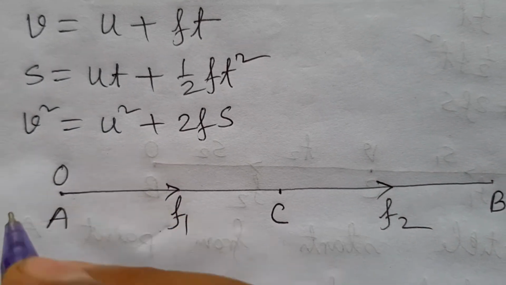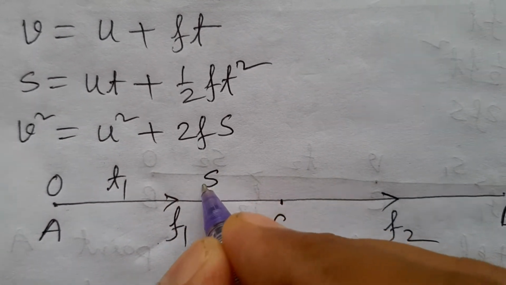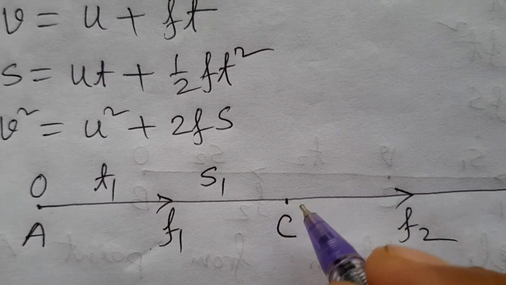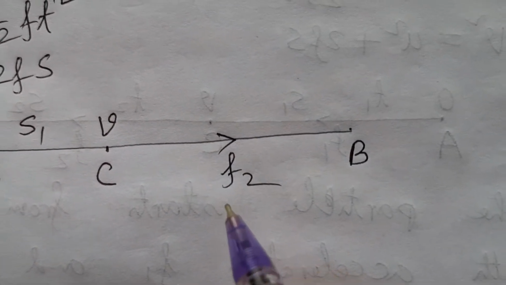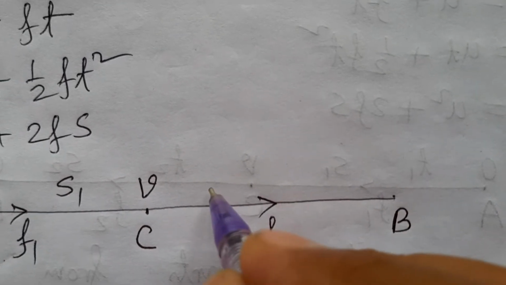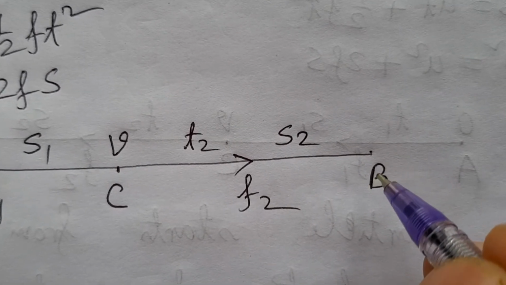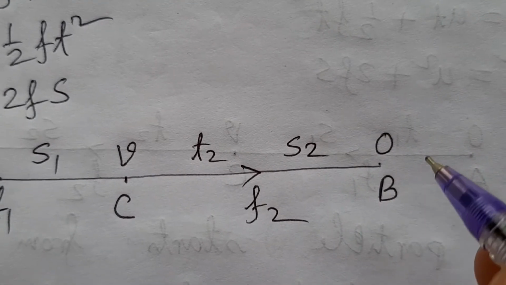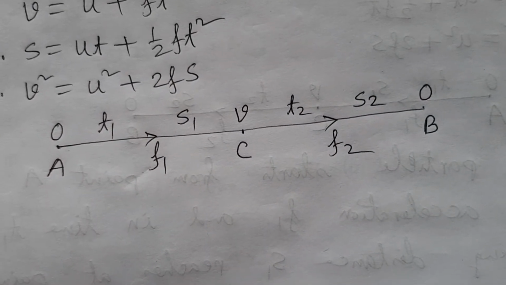At point A, its initial velocity is 0, and we can consider that in time t1, covering distance s1 with acceleration f1, the particle comes at point C and obtains velocity v. After that, the particle moves with the retardation f2, and we consider in time t2 and covering distance s2, it comes at the next point B and obtains velocity 0. That is, it comes to rest finally. So at first we describe this figure.